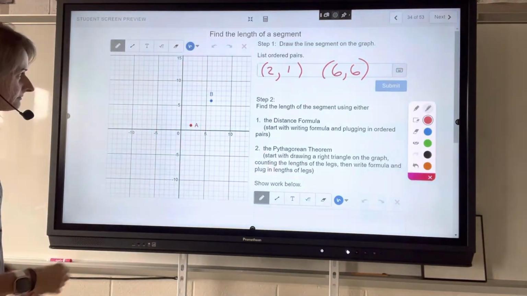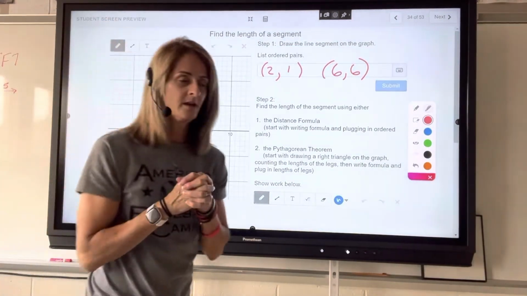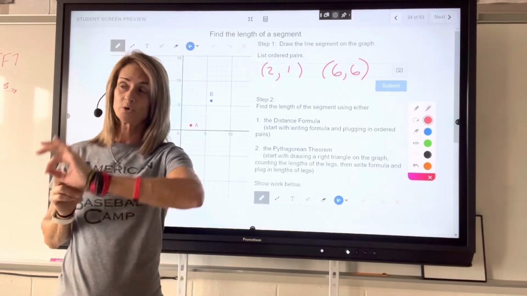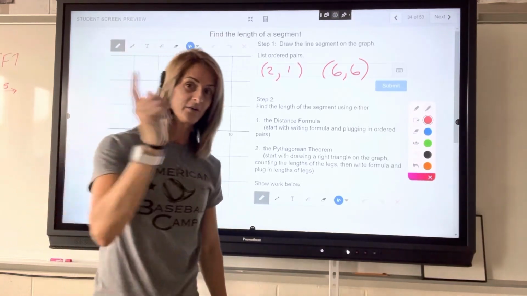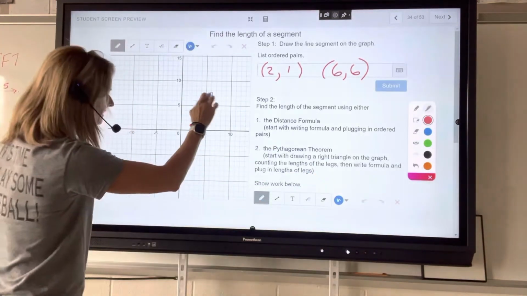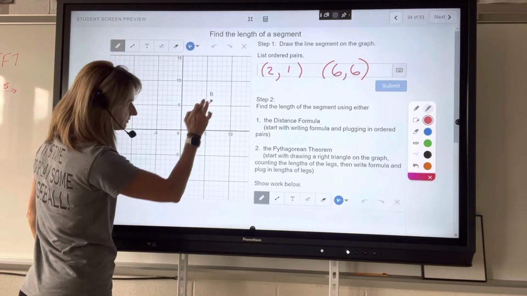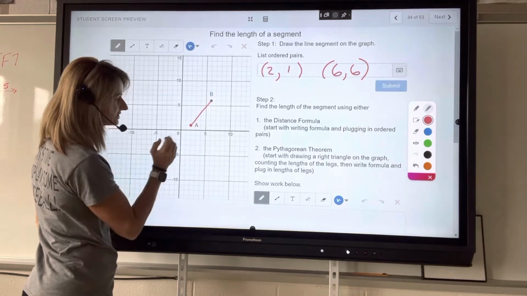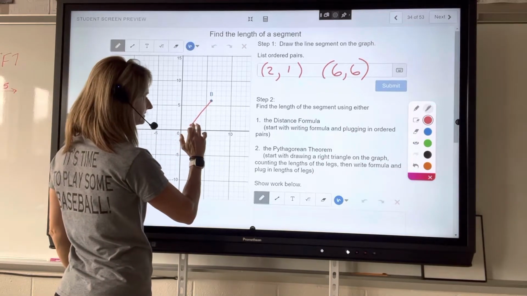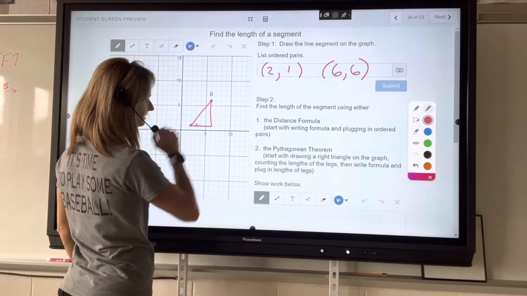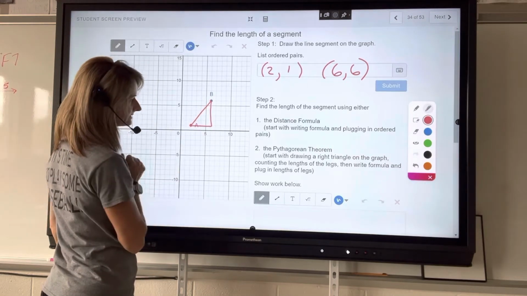Okay, so now we've got these 2 points. To find that distance, I'm going to start with the first way, which is what we learned last class, and that's called the Pythagorean Theorem. This distance between the 2 points, or the length of that segment, is actually the hypotenuse of this right triangle I can draw. You can draw the triangle down or you can draw it up. Either way, this segment is the hypotenuse.